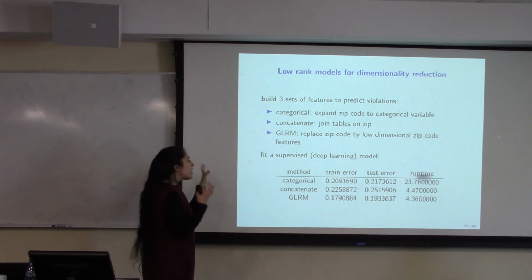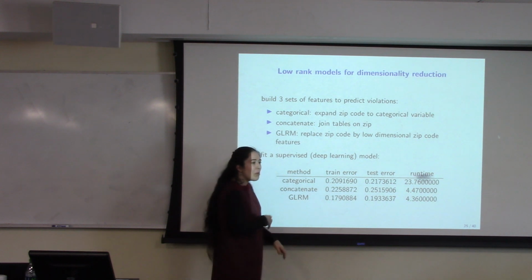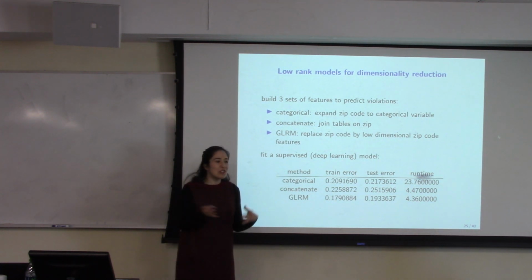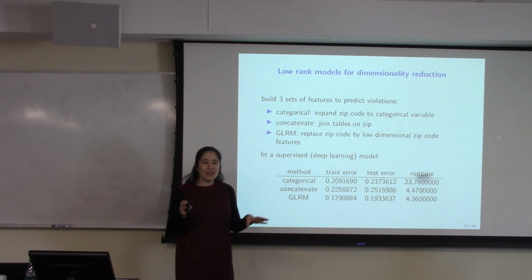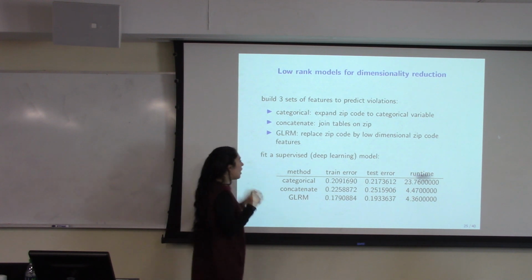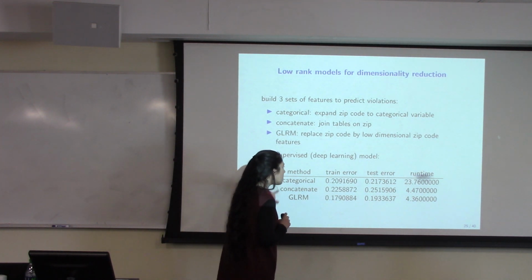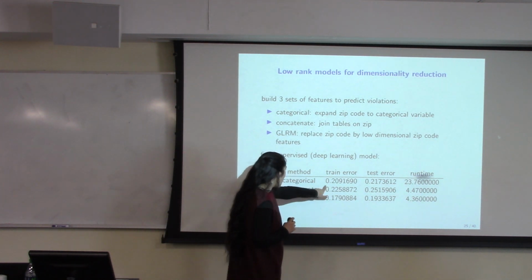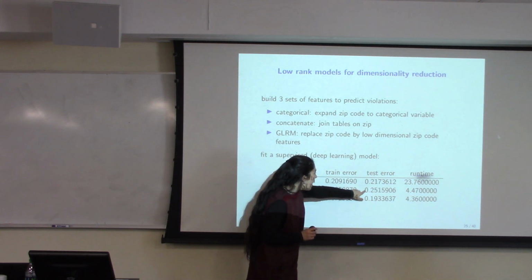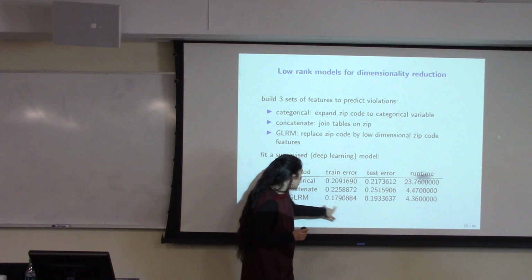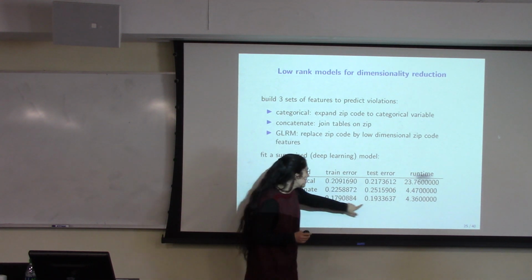If I fit some kind of deep learning model using some automated machine learning techniques to choose the parameters, I'm really trying to be agnostic to the supervised error. You can see that both the training error and the testing error of the first 2 methods are much larger than that using these low-dimensional zip code features.